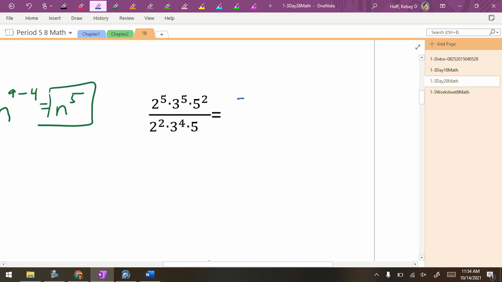So I'm going to write 2 to the 5th divided by 2 squared. Base 2 has its own fraction. 3 to the 5th divided by 3 to the 4th. Base 3 has its own fraction. 5 squared divided by 5 to the 1st. Very good. Base 5 has its own fraction.